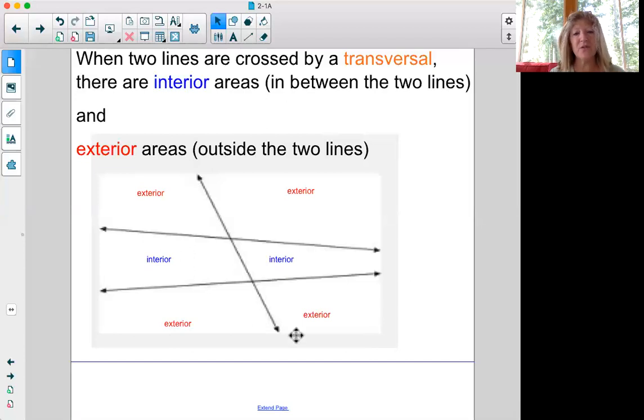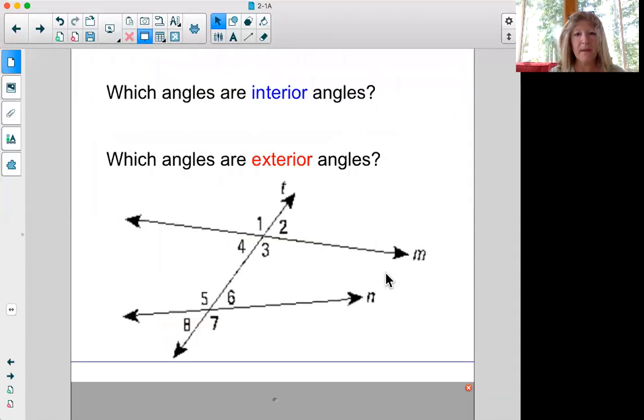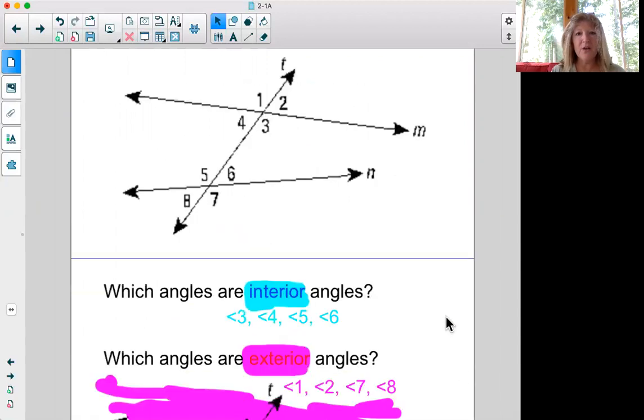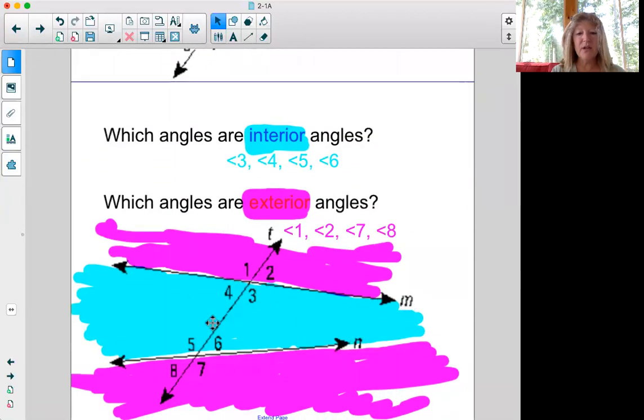And when a transversal crosses two lines, it creates zones of space. The space that's interior, in between the two lines, and the space that's exterior, that's outside of the two lines. So pause the video and identify the interior angles and the exterior angles in this diagram. You can see that all the angles in the interior space are 3, 4, 5, and 6, and the angles in the exterior space are 1, 2, 7, and 8.